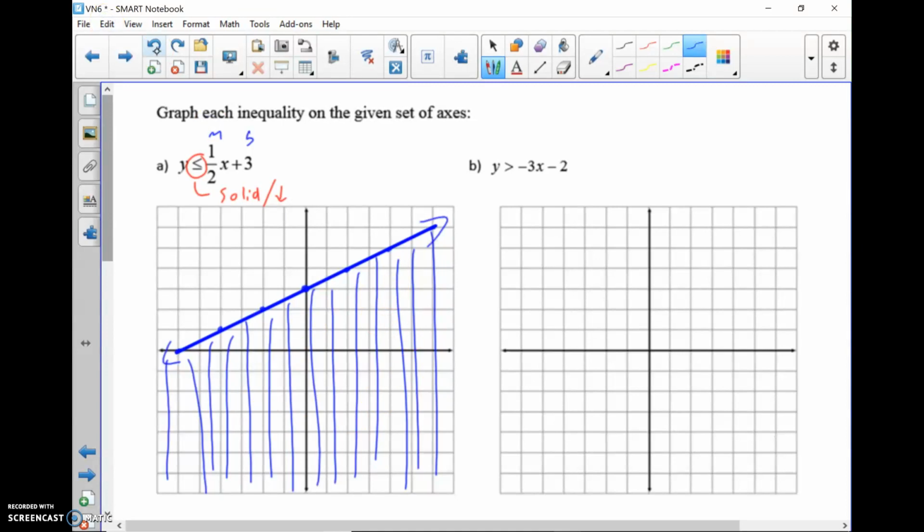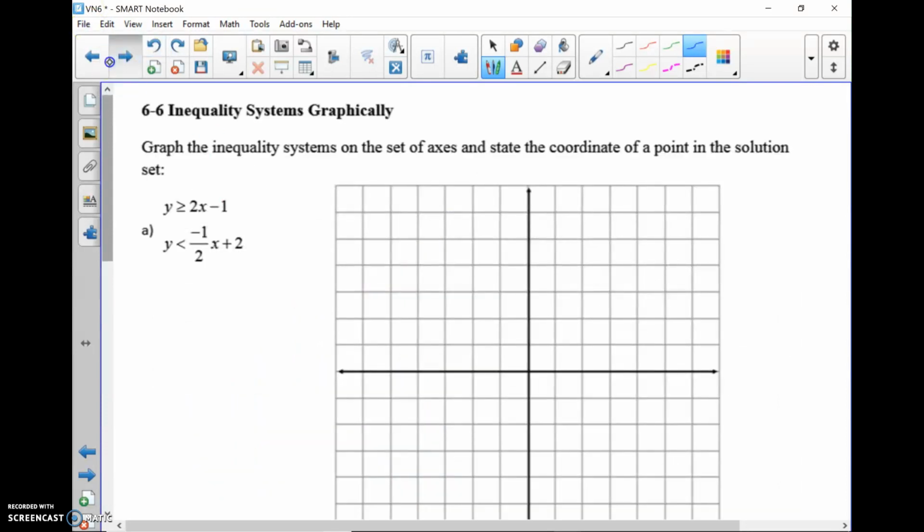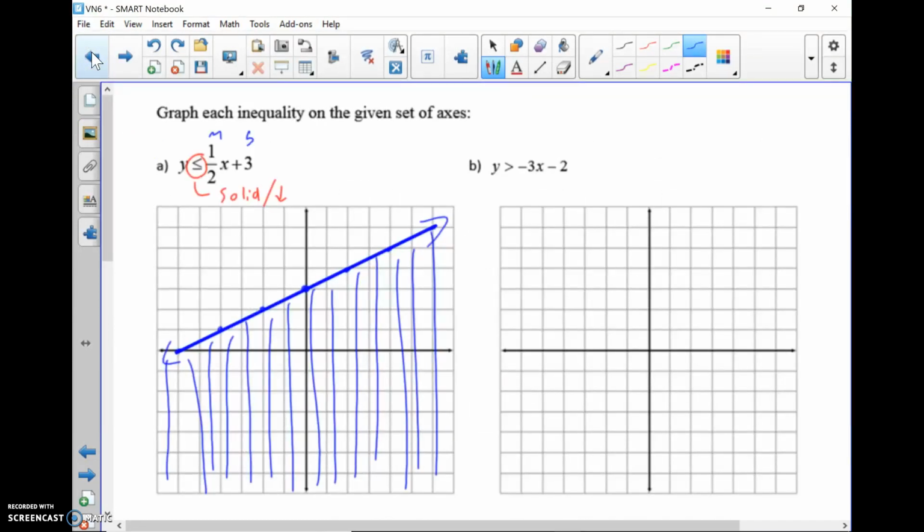And just like we did linear systems where 2 lines cross, what you're going to say after this, just to preview a second, I guess I don't have the example done up here. But you'll see 2 inequalities, and we want to know where these overlapping shaded regions are.